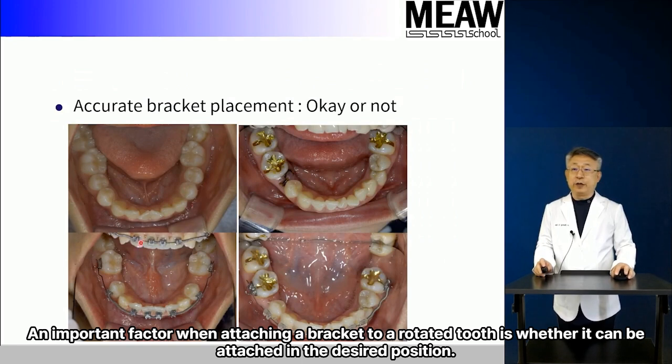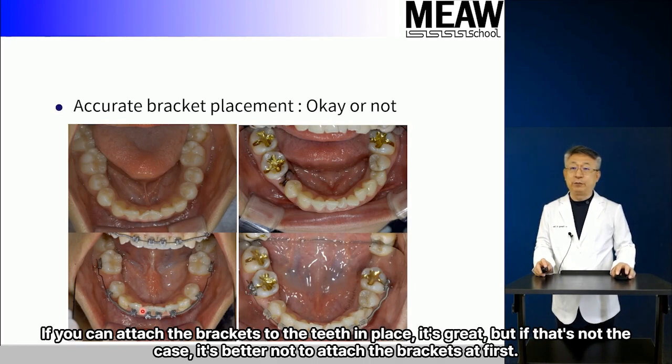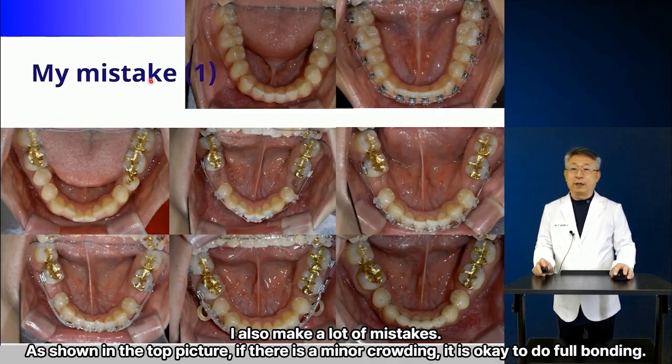An important factor when attaching a bracket to a rotated tooth is whether it can be attached in the desired position. If you can attach the brackets to the teeth in place, it's great, but if that's not the case, it's better not to attach the brackets at first. I also make a lot of mistakes.